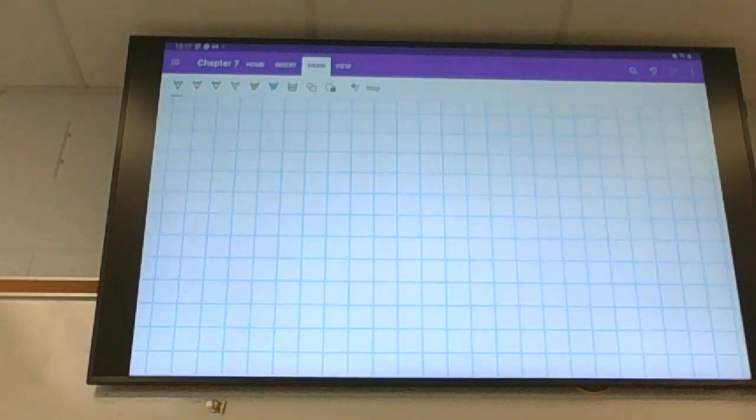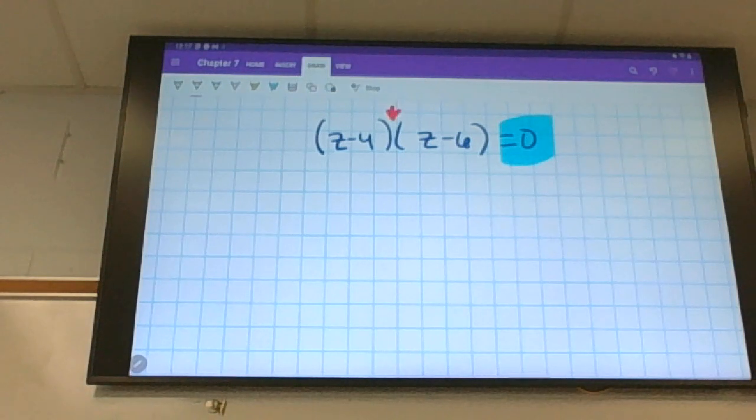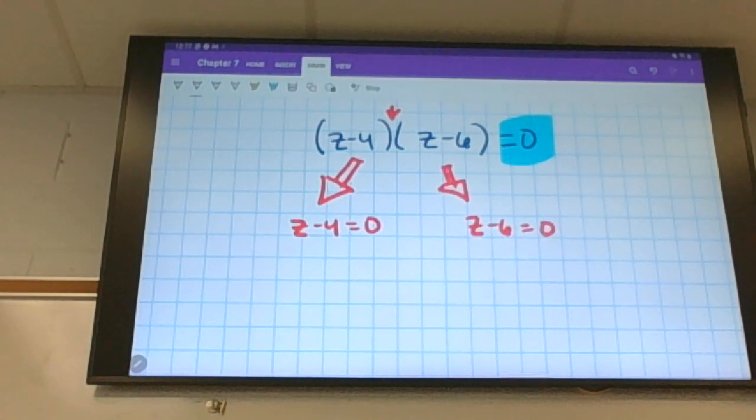Look at this. This is the problem. There's a 0 here. This only works if there's a 0 there. In between here, there's not a plus sign or a minus sign, right? So all you do is you take this one and you make it equal 0. And you take this one and you make it equal 0.